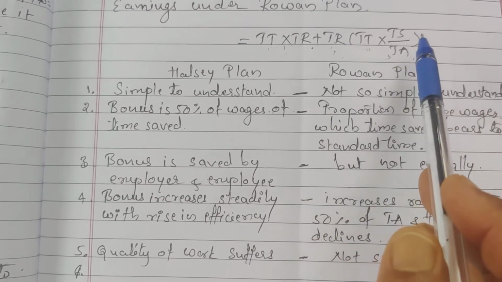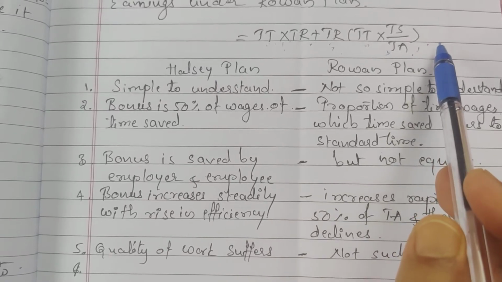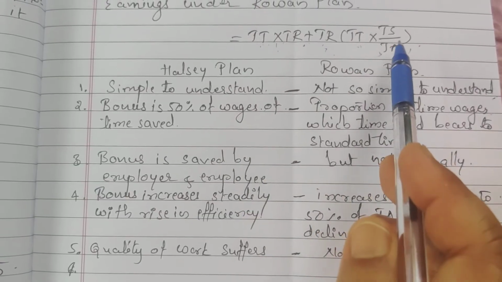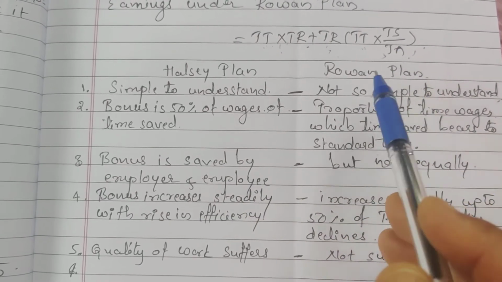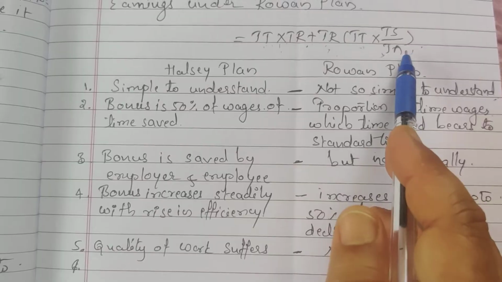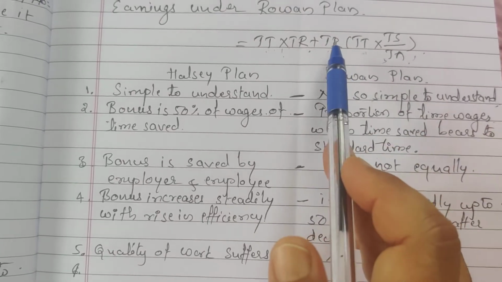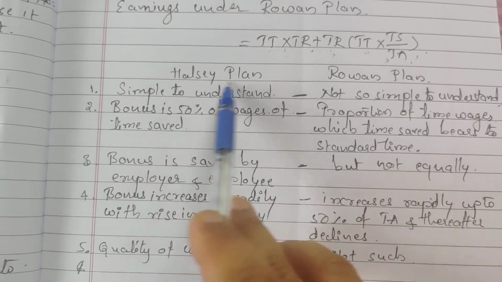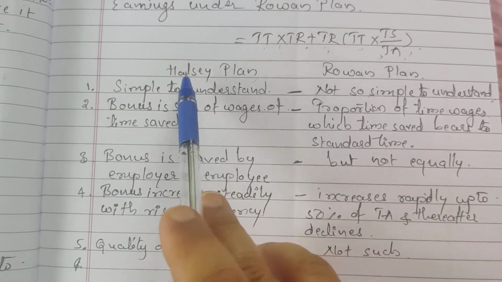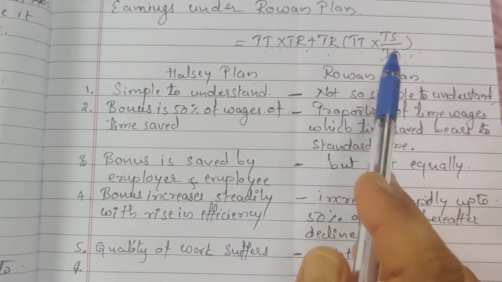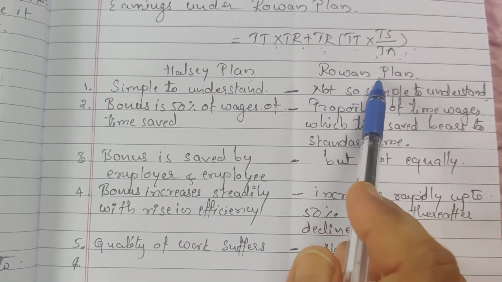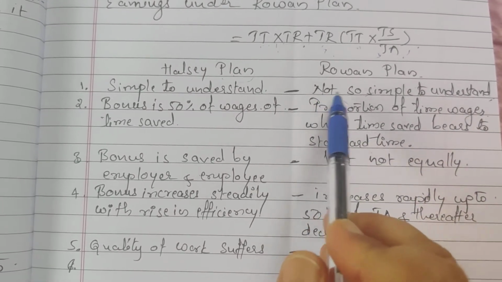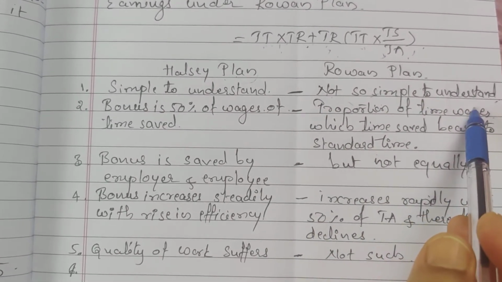It is a little bit complicated to calculate the earnings. To calculate the earnings, we will face a little bit of complication. It will be in decimal, and the decimal will be multiplied with the time rate. So it is a little bit complicated as compared with the Halsey plan. We have to compare both the plans. As compared to the Halsey plan, the Rowan plan is a little difficult. So, what is our answer? Not so simple to understand.